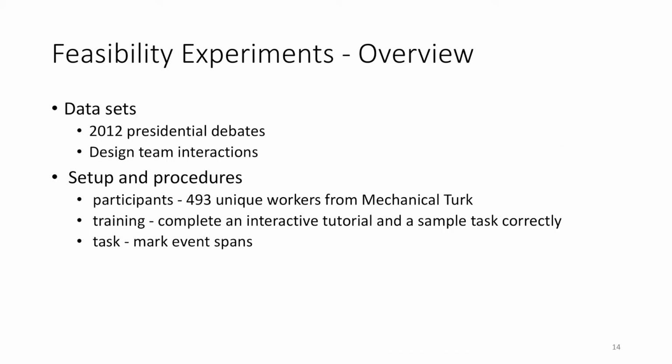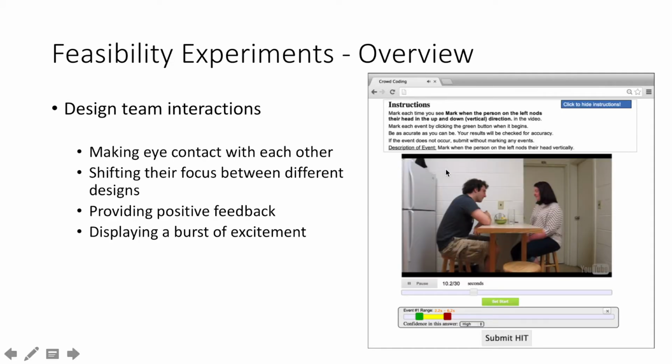So with this data set, we recruit 493 unique workers from Mechanical Turk, and they will be trained with an interactive tutorial and a simple task. Workers in the retainers will be asked to mark event spans. So here is the worker interface. Workers are asked to press this button when they see an event start or end to get an initial estimate of the time range of the event. And they can correct the marked range by sliding the marker here. In the GIS mode, workers are only asked to mark whether they saw the event occur or not.